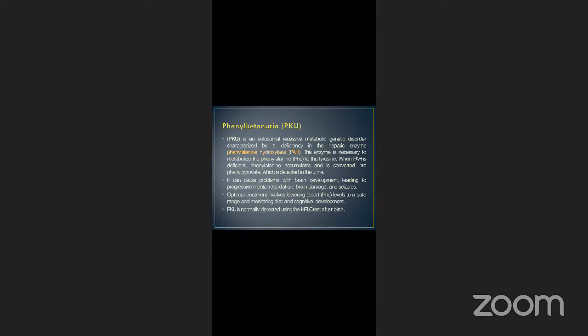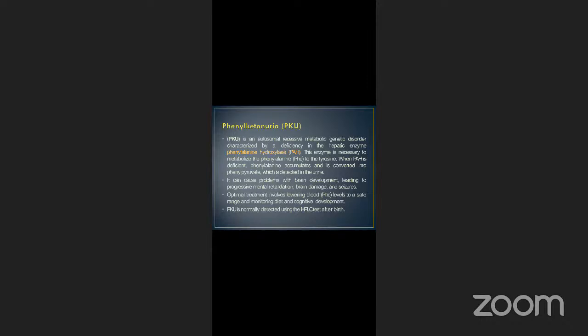It is mainly caused by a deficiency in a hepatic enzyme, that is, in the liver. That enzyme is phenylalanine hydroxylase, which metabolizes phenylalanine to tyrosine. You know amino acids, right?